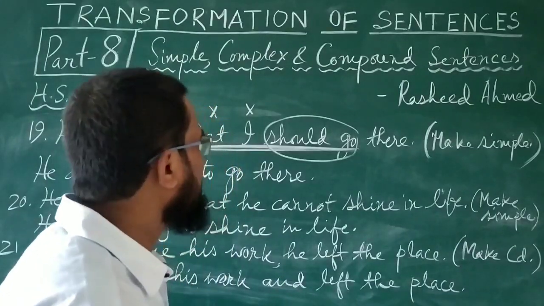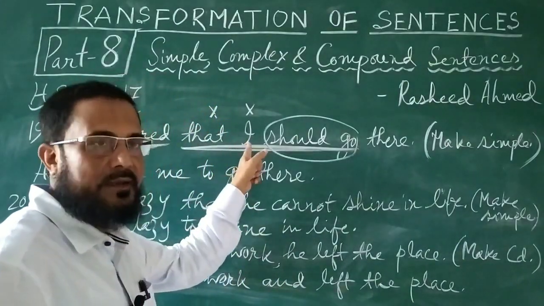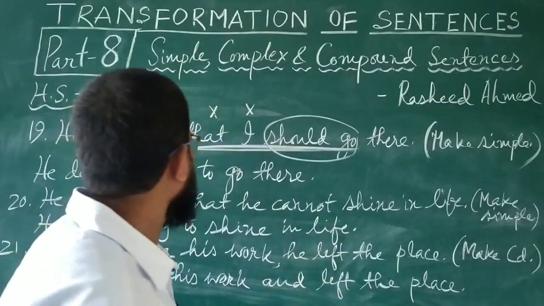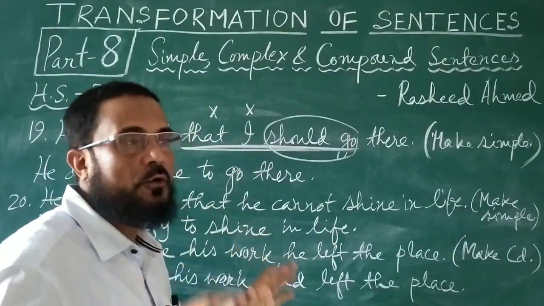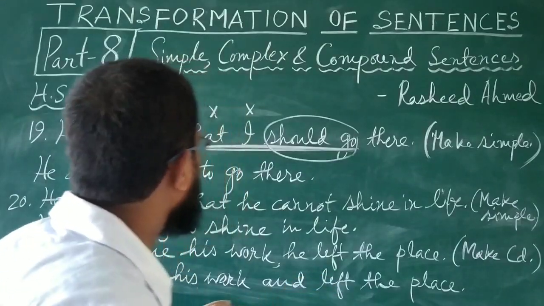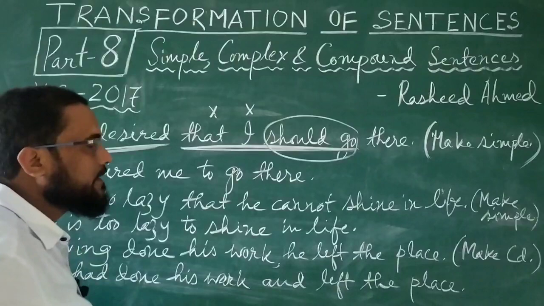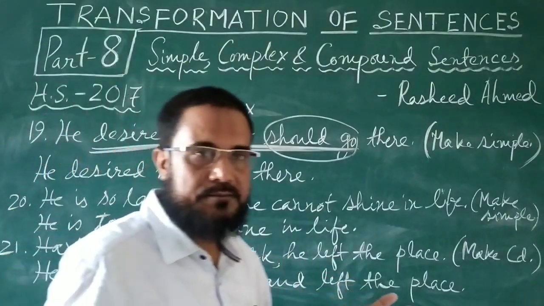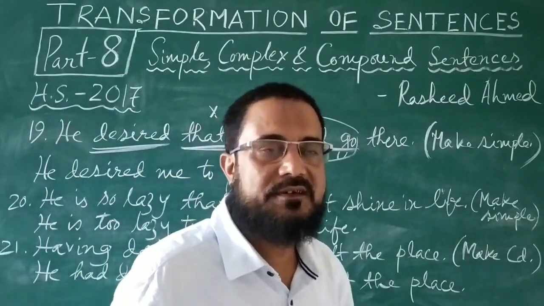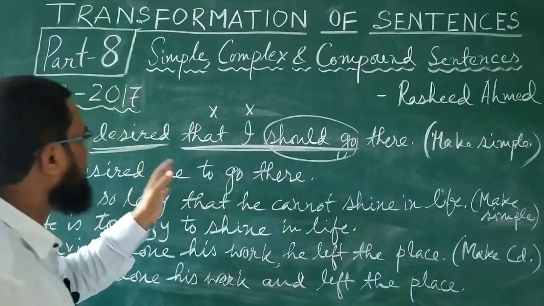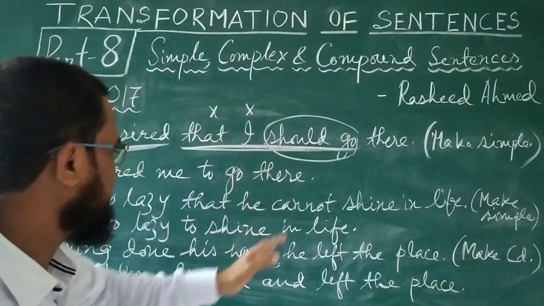And when you make it to go, I should be removed, maybe I will be changed into me, and that should be totally removed. So he desired that I should go there, complex sentence, and the simple sentence is, he desired me to go there. I is changed into me. Earlier we found such a sentence that he wanted me to go there. He desired me to go there. He desired that I should go there.